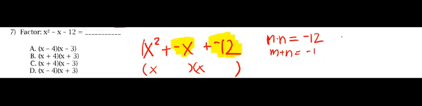I know I can do 4 and 3 to get negative 12, but I want them to add, well, how about 4 and negative 3? Will that work? Well, I'll get negative 12, but I'll get a positive 1, so that won't work. How about negative 4 and positive 3? Yep, that one's going to cut it.